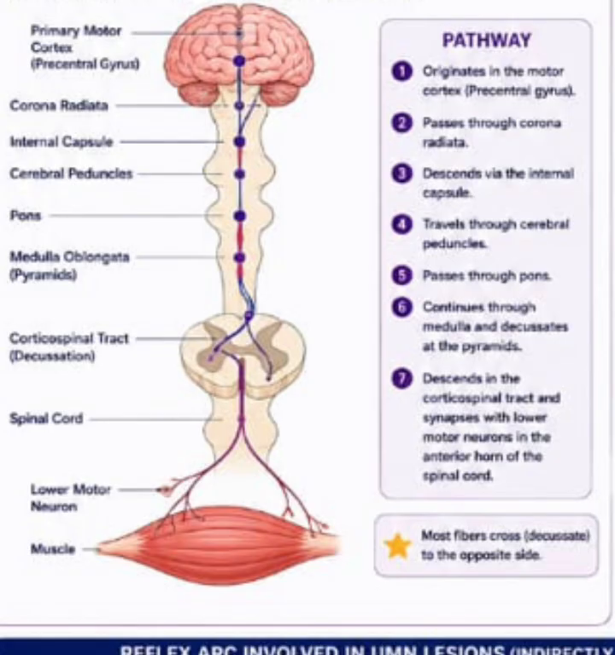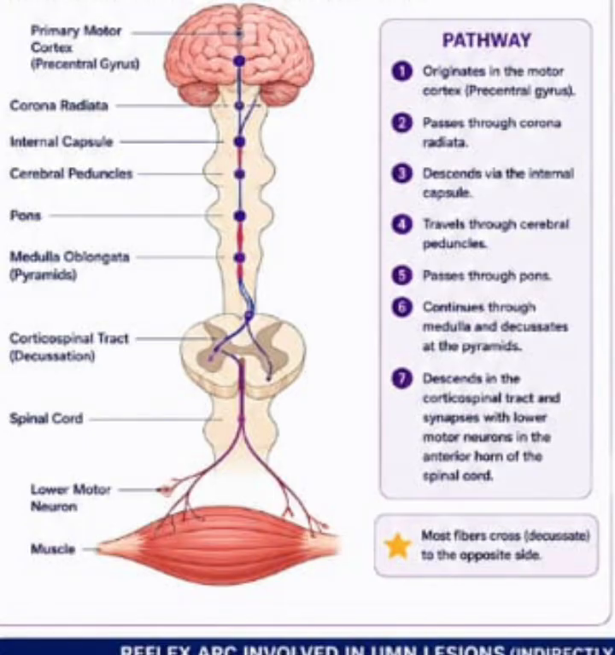When they form a corona radiata, they leave the cerebrum and pass through the internal capsule. Which part of the internal capsule? The posterior limb of the internal capsule. When they pass through the posterior limb, they descend, passing through the crus cerebri of the midbrain. Then they pass through the pons also. When they reach the medulla, they have to decussate. What's the meaning of decussate? They cross to the other side, in the medulla.